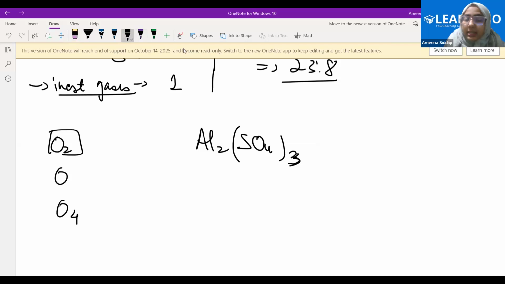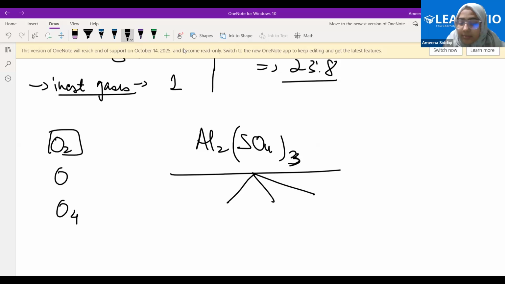of aluminum sulfate. And how many elements are together present in one molecule of this compound? Three. Name them. Aluminium, sulfur, and oxygen. Good. For aluminium, in one molecule, how many atoms are there?